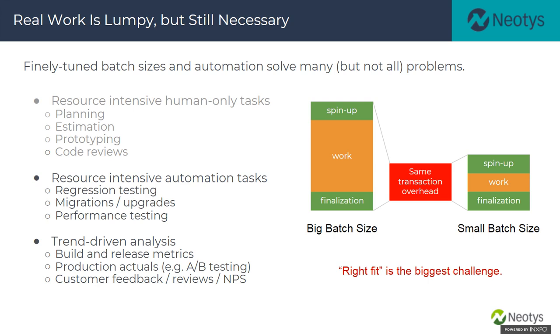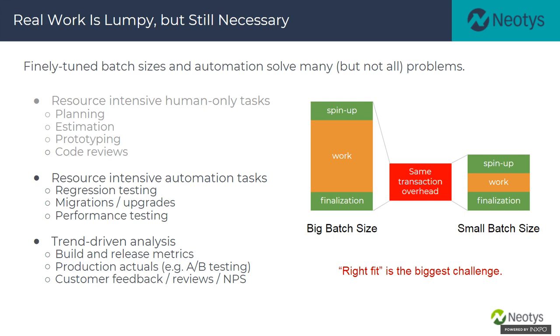So in terms of types of work, right, we see resource intensive human-only tasks, these things like planning and estimation, prototyping, code reviews. These aren't things you can automate, right? You might be able to get metrics around them, but you can't automate. Additionally, things like resource-intensive automation tasks. Look, regression testing is resource-intensive, whether it's human beings doing it or whether it's lots of computers or mobile devices around the world doing those functional tests. Migrations and upgrades. Oh, man, migrations and upgrades is a monumental amount of work, and a lot of it can be automated and some of it can't.